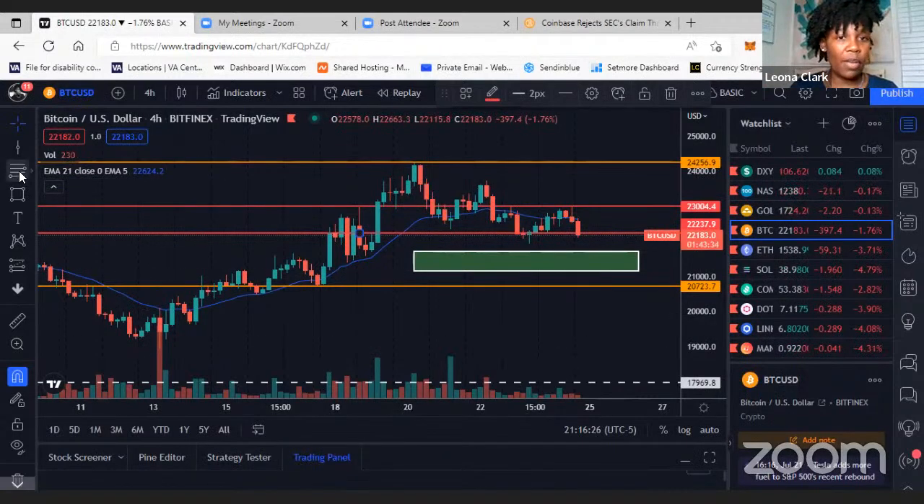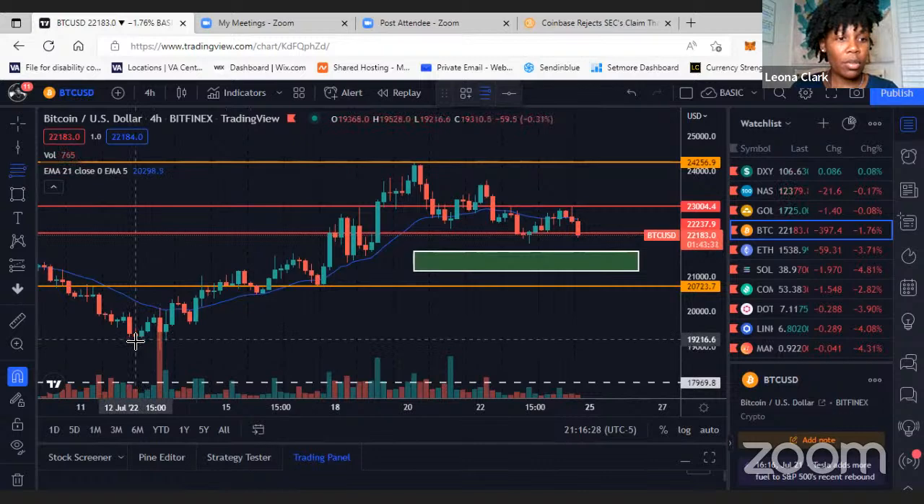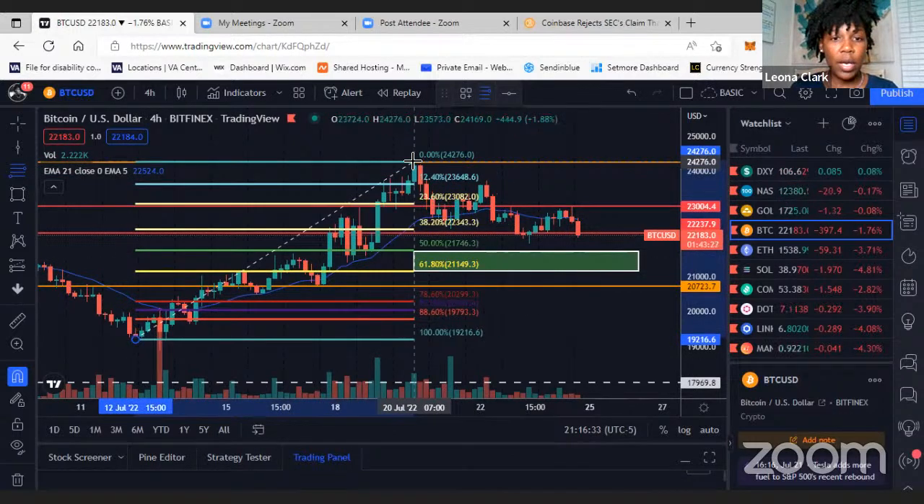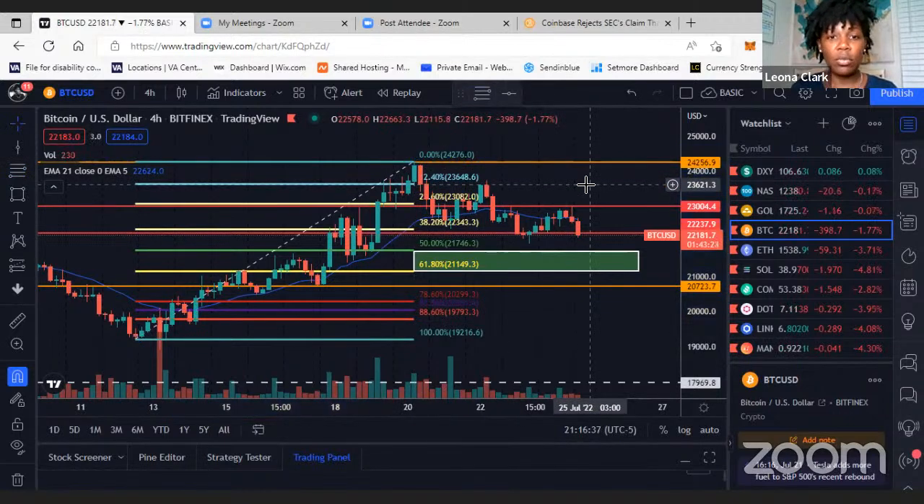So I'm going to just pull up my fib here on the 4 hour. This is my low. Go to this high. All I'm doing is just repeating, y'all. This is what I do.